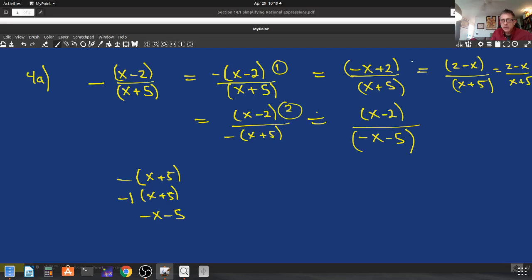So there's 1, 2, 3, and 4. All four of those are identical to the first one. And in certain cases, you may need number 4 rather than the original form. In other cases, you may need to see the original form as form number 2. Okay, that is it for section 14.1.